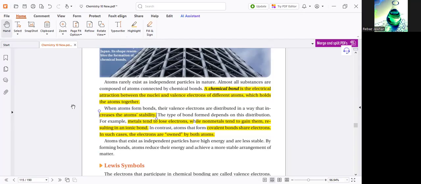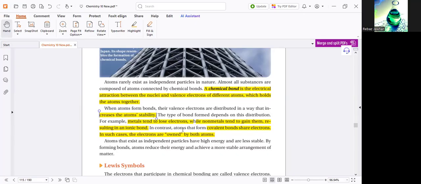Depending on this electron distribution for the bond formation, let's explain the 2 main types of bonds. We have ionic bond and covalent bond. In ionic bond, we studied that metal and non-metal bond together. Metal tends to lose electrons, while non-metal tends to gain or accept electrons, resulting in an ionic bond. So an ionic bond is made up from metal and non-metal.